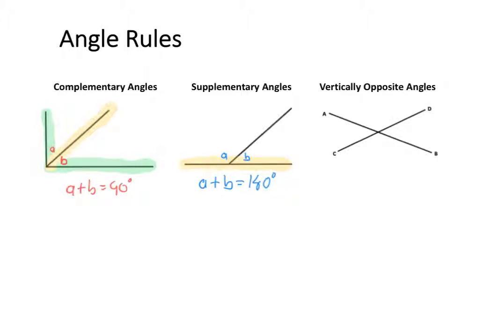The third rule that we're going to have a look at is vertically opposite angles. Where we have two lines that intersect, the angles that are formed and are vertically opposite are going to be the same. So this angle here and this angle here are vertically opposite, and they're going to be equal. And this angle here and this angle here are vertically opposite, and they will also be equal.